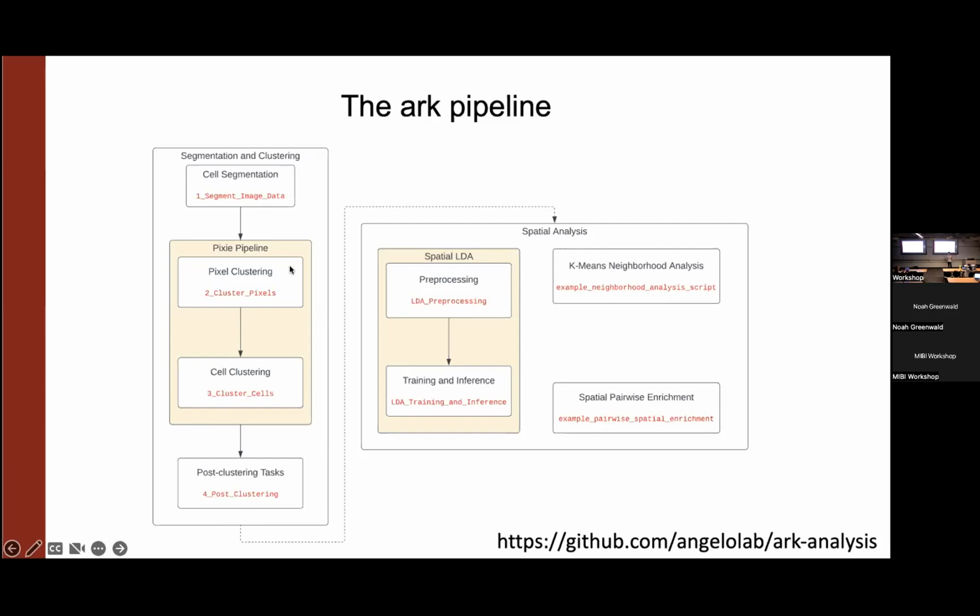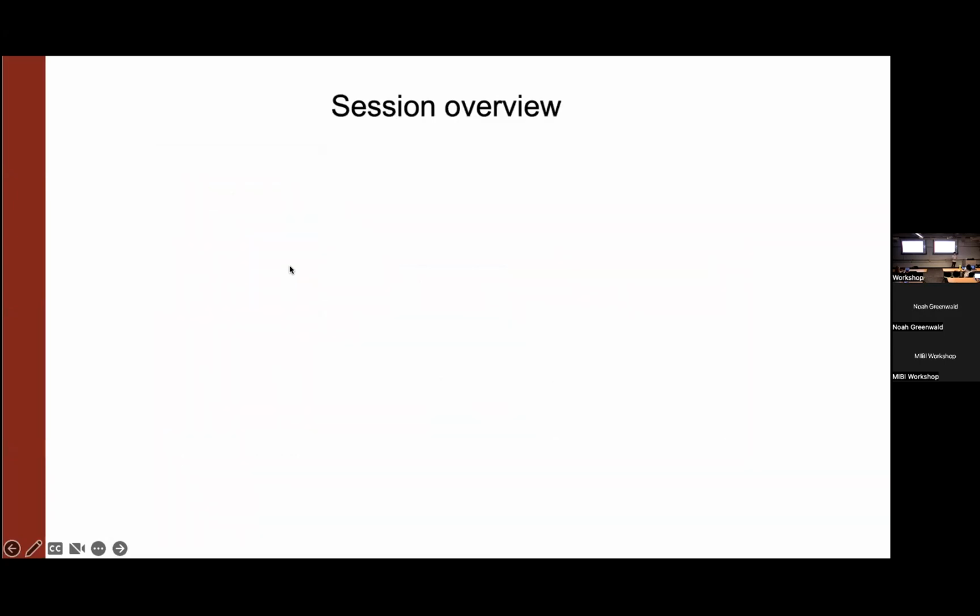And so now you're really ready to start doing spatial analysis. So that's the second half. We have spatial LDA, which you'll hear about today, k-means neighborhood analysis, and pairwise enrichment. And so the first half is the high level processing, I would say, segmenting and phenotyping your data. And then the second half is all the analysis that you can do.